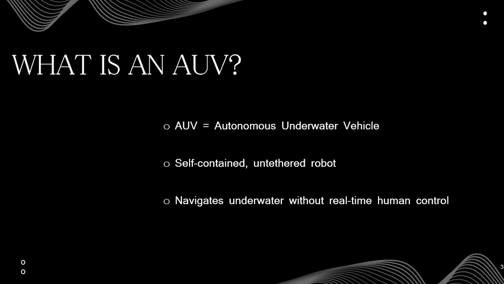An AUV is a self-contained underwater robot that operates without a continuous link to a human pilot. It can navigate, collect data, or perform missions on its own, completely untethered. This makes them different from ROVs, which are remotely operated by cable.